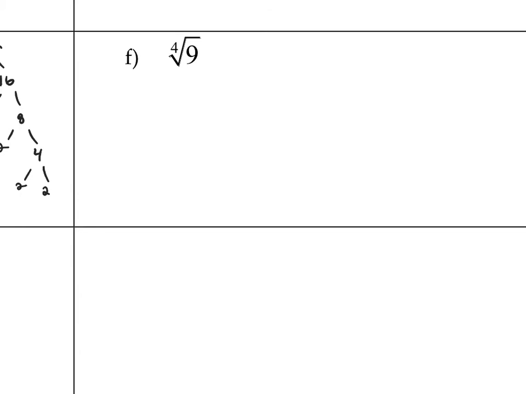Similar idea on F. I'm going to rewrite 9 as the square of 3. So 9 is 3 squared. Now I have 3 to the 2/4, or 3 to the 1/2, just simplifying that fraction, which is the square root of 3. Again, the index on the radical went down, and the radicand was reduced.